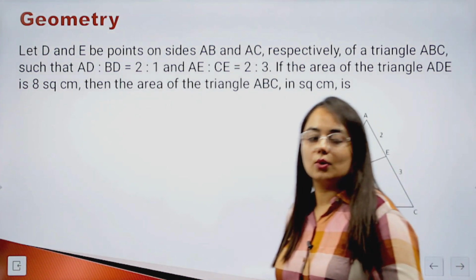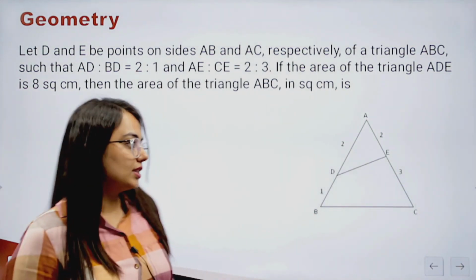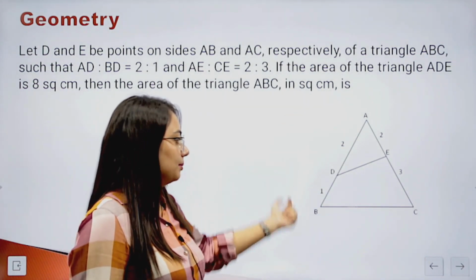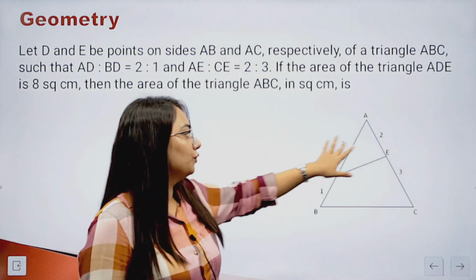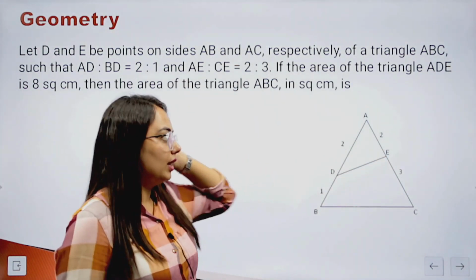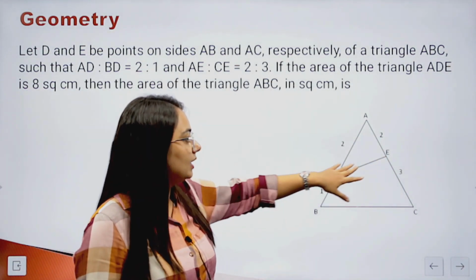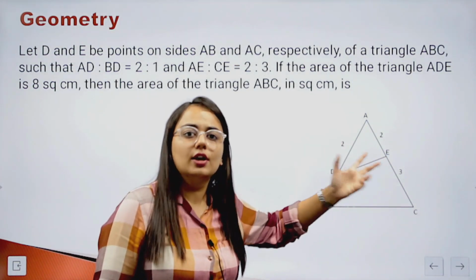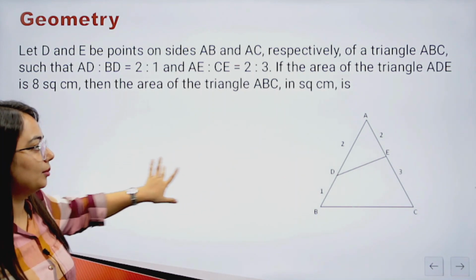So next is the question from geometry. Here, as you can see, a triangle is given to us with labels A, B and C, and the ratio of the 2 sides is also given. Now we are also given the area of A, D and E. We have to find out the area of this bigger triangle. So this is the type of question that can come in geometry.